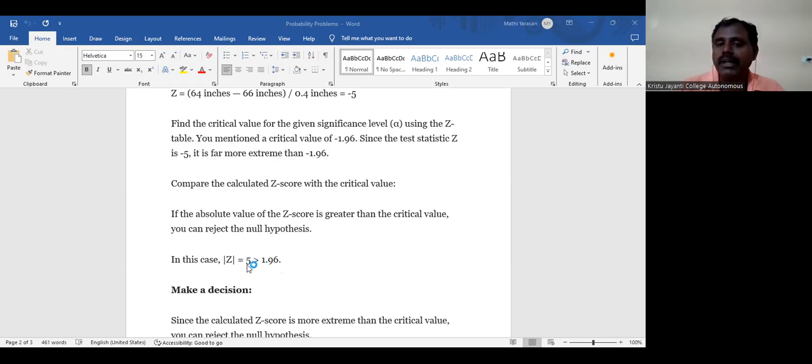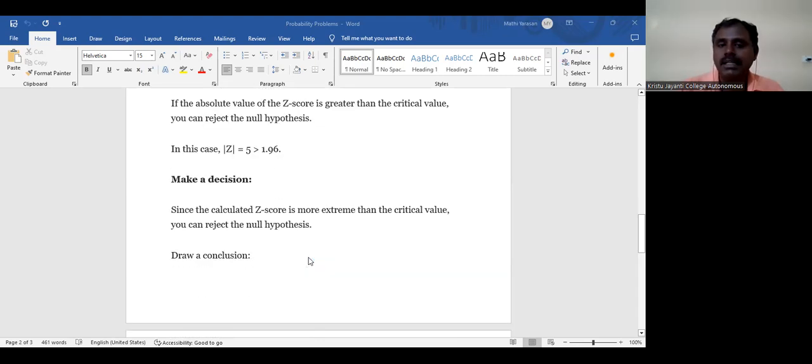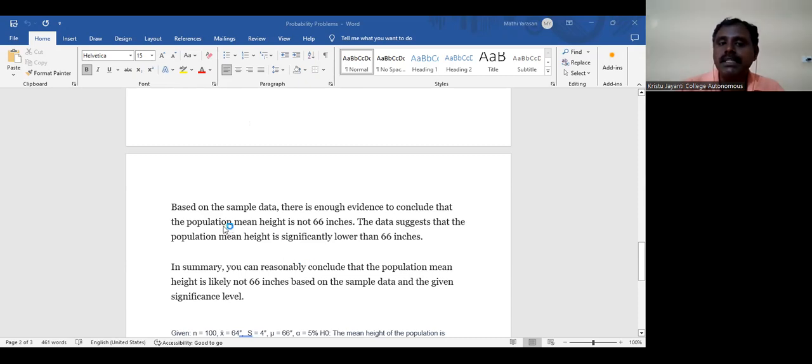So 5 is greater. So you have to write modulus of z value is 5, greater than 1.96. Now we have to take the decision. Okay, so how do we take the decision? Based on the sample data, there is enough evidence to conclude that the population mean height is not 66 inches.